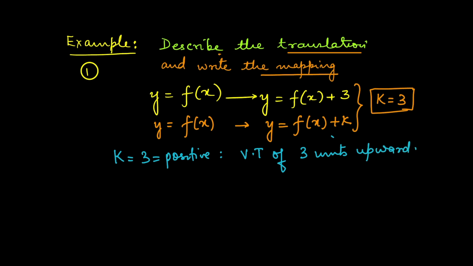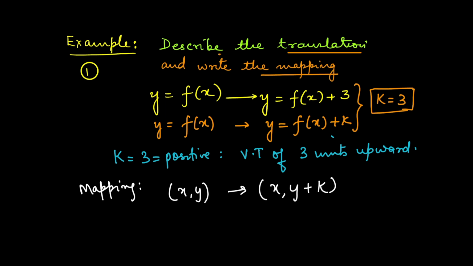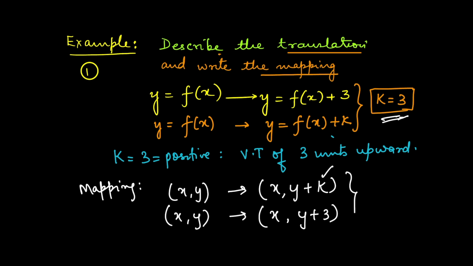And now to write the mapping. To write the mapping, first we write down the formula. So it is (x, y) changes to (x, y plus k). Now what is the k value? We'll just plug in the value of k at the right place. So it is (x, y plus 3). So this value we plug in here. So this is very important, mapping as well as the description.